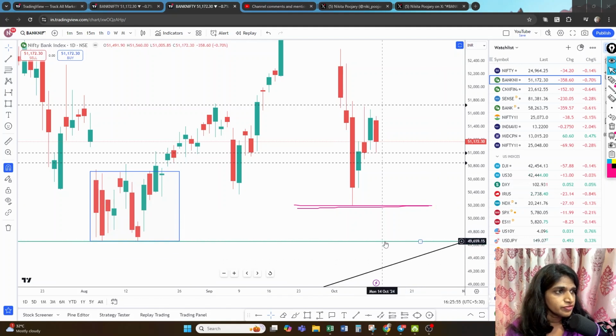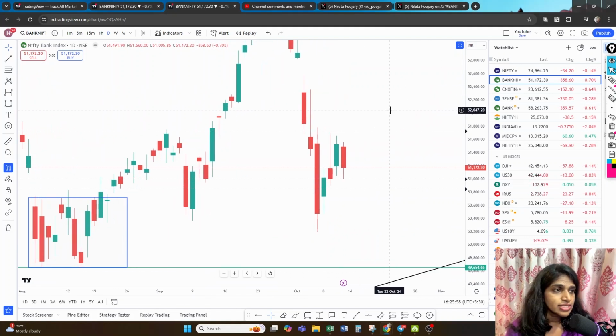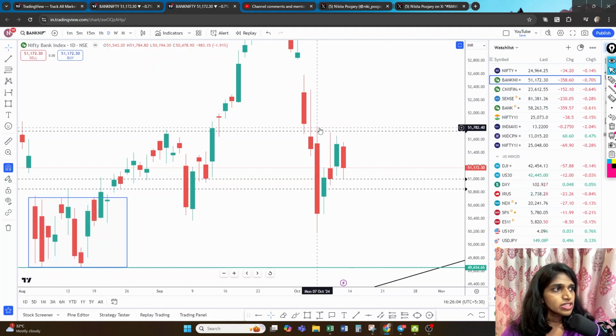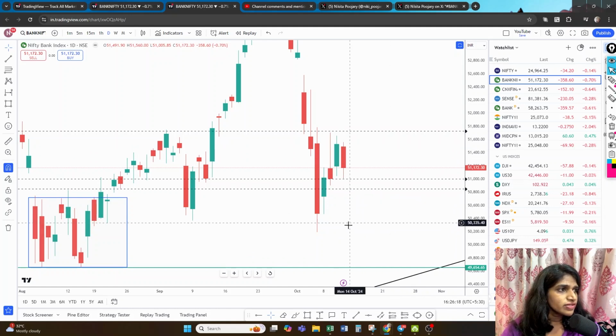So right now, as a directional player, you just have to sit tight and mark your levels: above this particular high, which is roughly 51,800, on the upside, and 5200 on the lower side. So far we have done 4 trading sessions. I'm expecting another 4 trading sessions at least to remain volatile within this particular range.